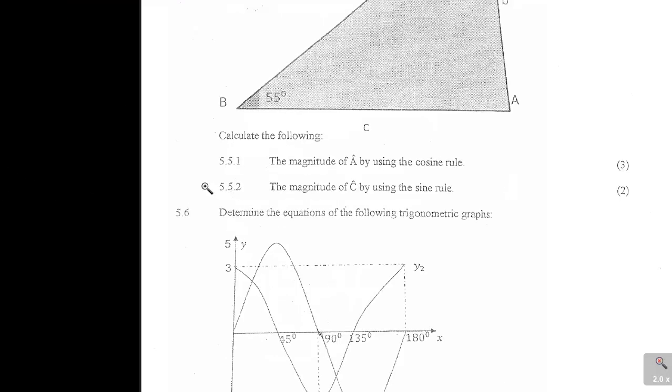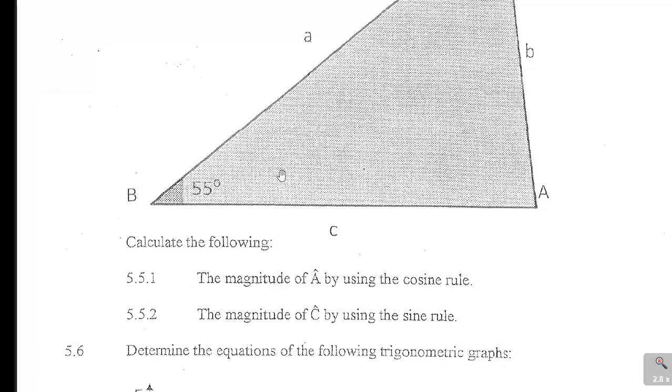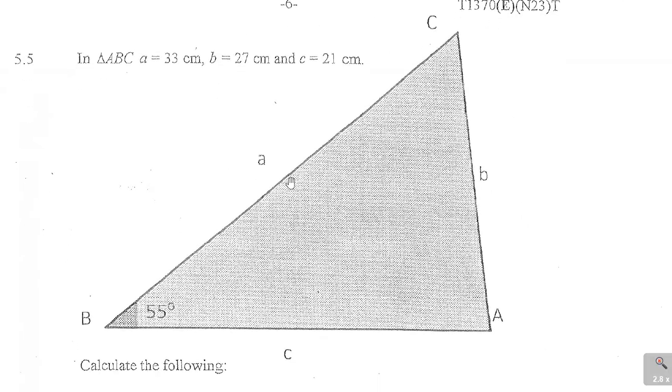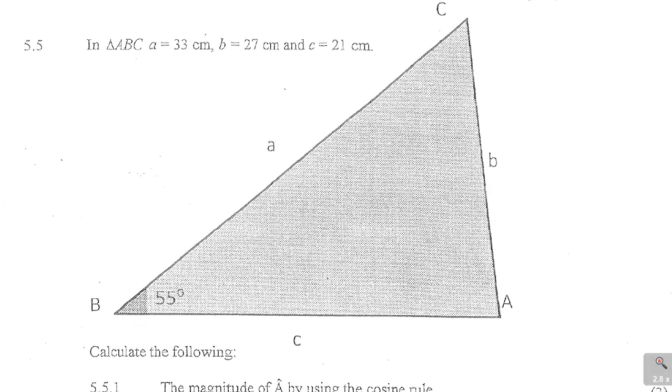Then let's look at the next slide, and I think we're about to finish. This is question 5.5. It says in triangle ABC, A is 33 centimeters, B is 27, and C is 21. That's what they're giving me.